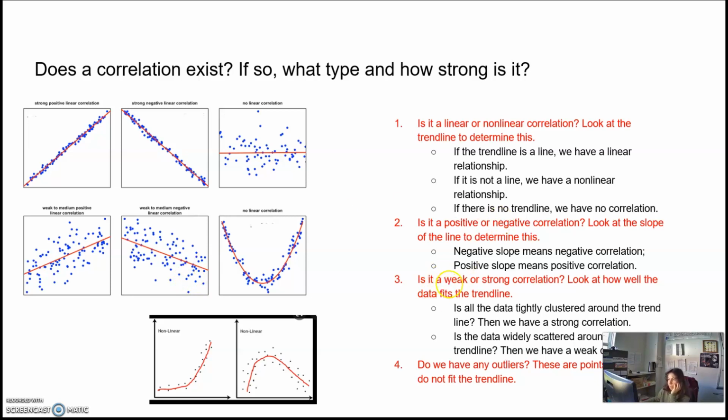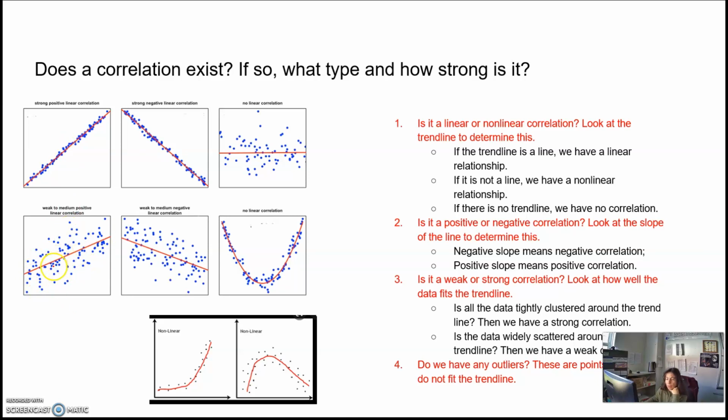The third question we're going to ask ourselves is, is it a weak or a strong correlation? In order to answer this question, you have to look at how well the data fits the trend line. For example, let's look at this first scenario over here. We see our trend line in red, we see our data points in blue. Those data points are very tightly clustered around our trend line. They're almost on that line. They're almost touching the line, all of them. That is a strong correlation.